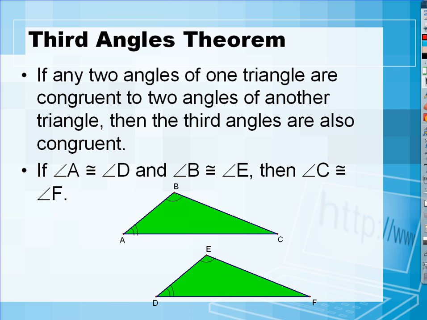Yeah. Right? Because we know that the angles add up to 180, right? And so if I know, for example, that angle A is congruent to D and B is congruent to E, well, the sum of those two has got to leave the same amount over as the sum of those two, because both triangles add up to 180, right? So it just makes sense.